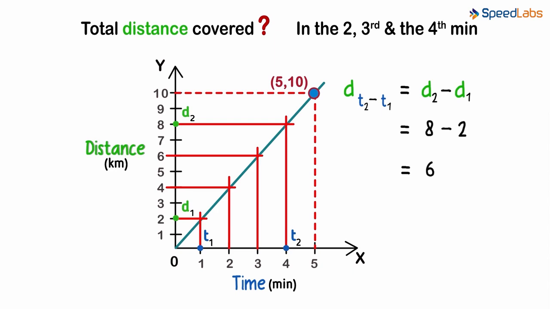How about charting the journey of a vehicle which moves at varying speeds? Can we chart it in a similar way? And if so, what will the graph look like?